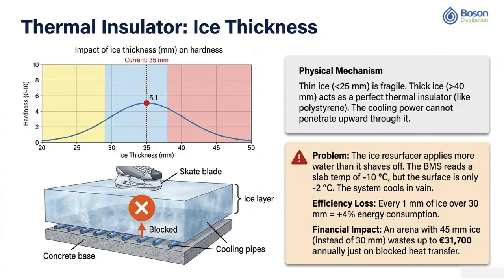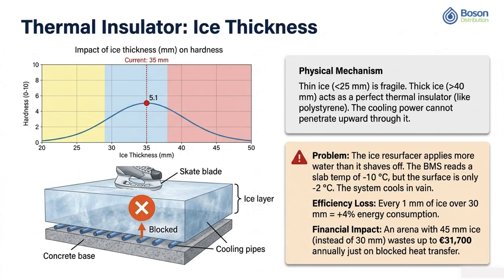The hardness curve here is uncompromising. The ideal thickness is 35 millimeters. Thin ice under 25 millimeters is fragile, while thick ice over 40 millimeters acts as a perfect thermal insulator, much like polystyrene. The cooling power cannot penetrate upward through it.